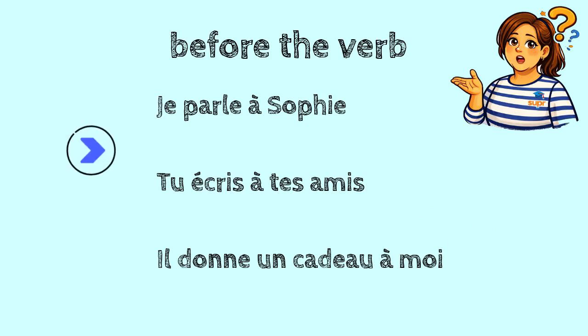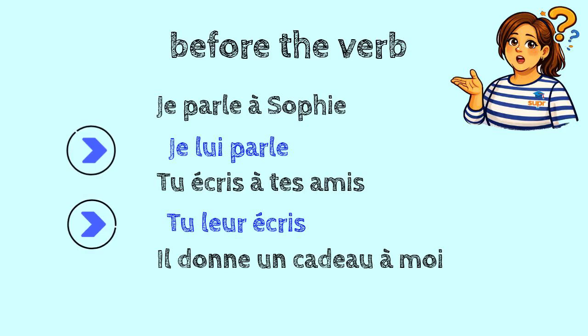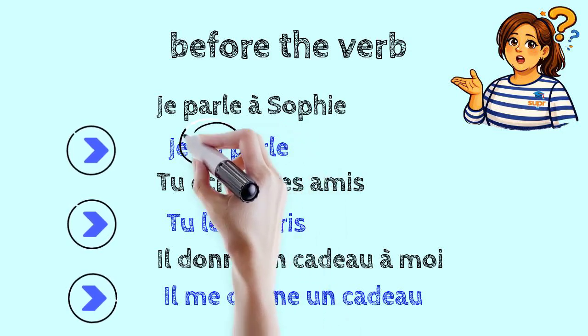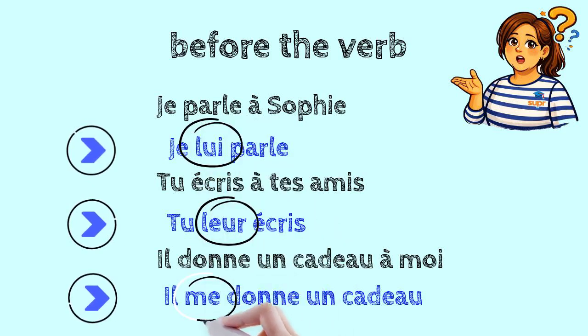So, when we put the indirect object pronoun, we need to say je lui parle. I speak to her. In the second sentence, we would say tu leur écris. You are writing to them. And the third one, il me donne un cadeau. He gives a present to me. And you'll see in each of these sentences the indirect object pronoun, so lui, leur, and me, go straight before the conjugated verb.